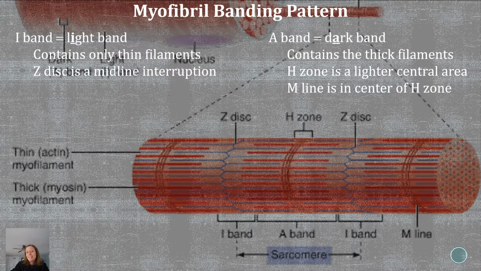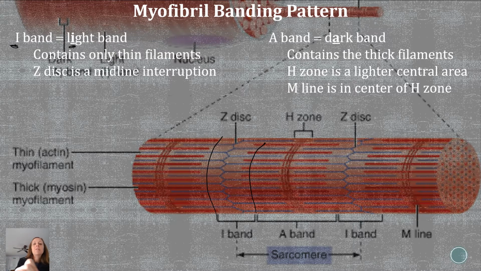So next, if we look a little closer at our myofibril banding pattern, we can see the I bands. This one right here goes from here up to here. That's an I band, and that I band is going to only contain the thin microfilament, and the Z disc comes into the middle of it, okay? So the I band is going to be your light band, and how you remember it is I, and light has an I in it, okay?